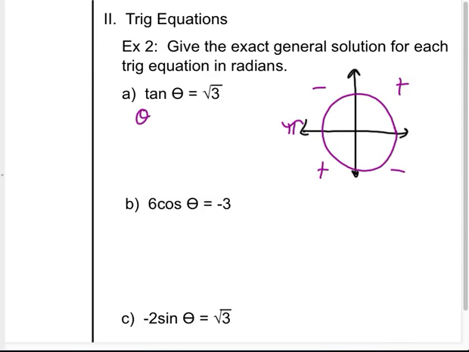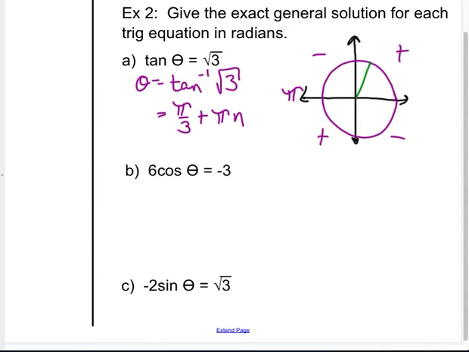So we take the tangent inverse of both sides, and we think about that restricted domain, where is the tangent function equal to the square root of 3, and in radians, it's at pi over 3, plus pi n this time, to keep our units in radians.